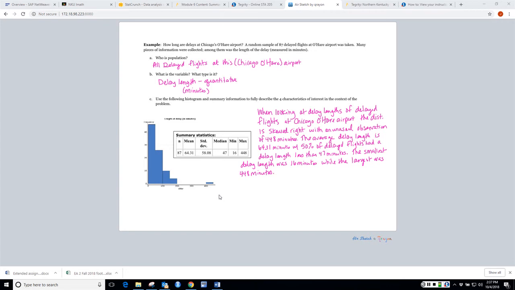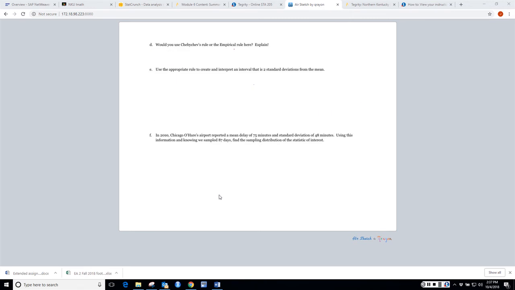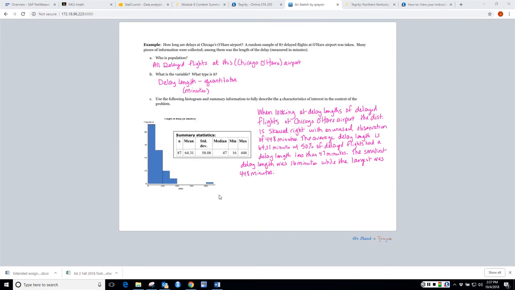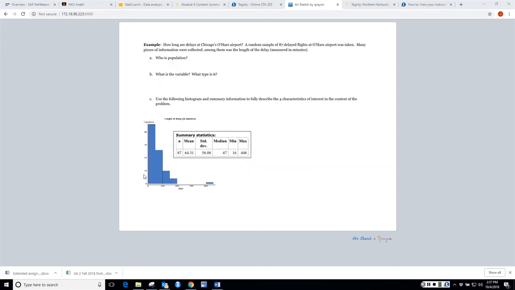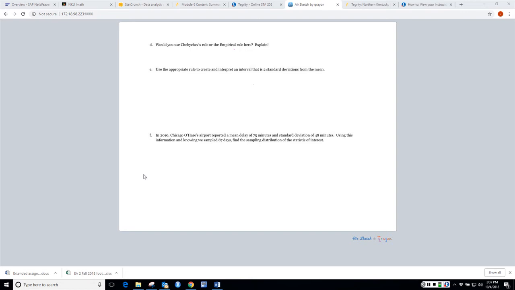Now let's talk more about using this standard deviation by discussing Chebyshev's versus the empirical rule. So which one should I use here? Well, I know the empirical rule should only be used when I have a normal distribution. So I look back at my picture here of my histogram. There is no way this looks normally distributed to me. So I'm going to have to use Chebyshev's rule because my data is skewed right.